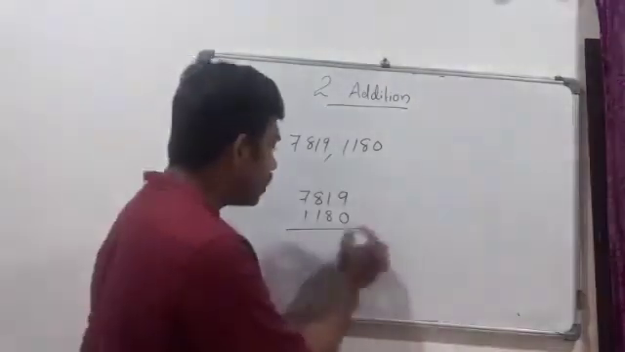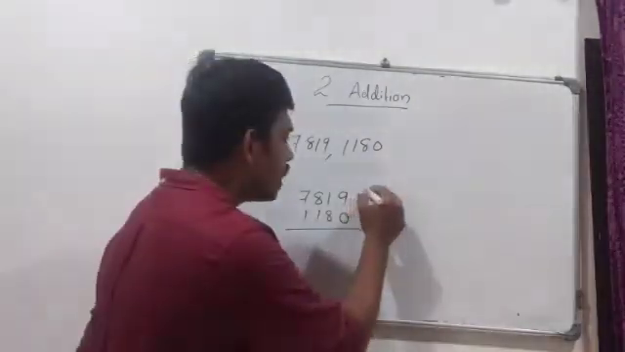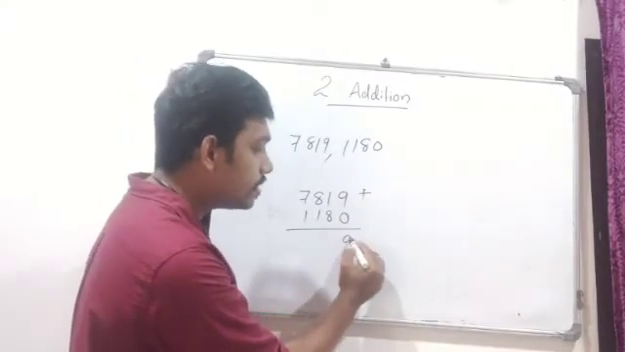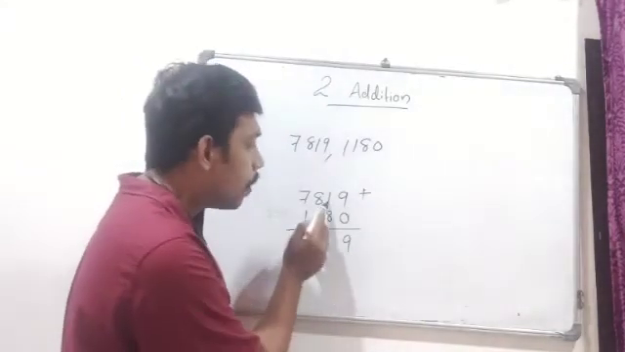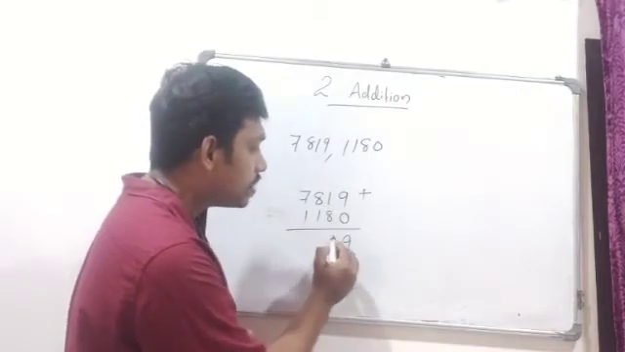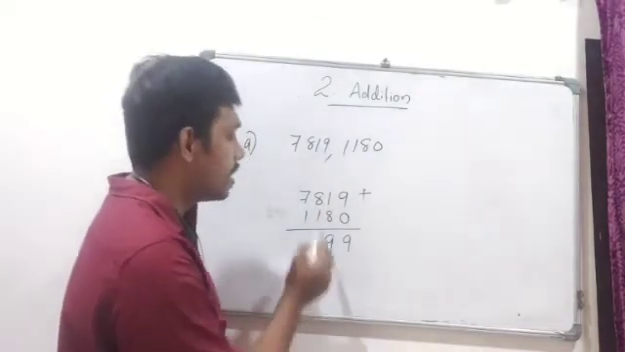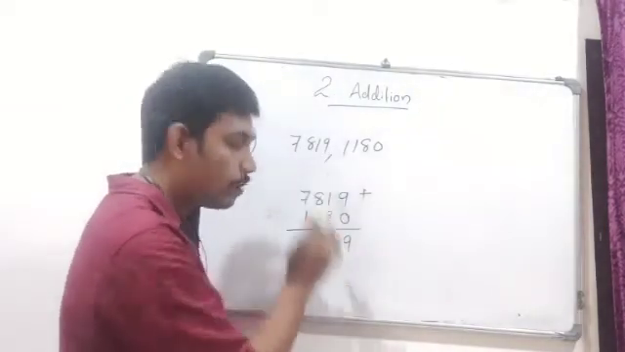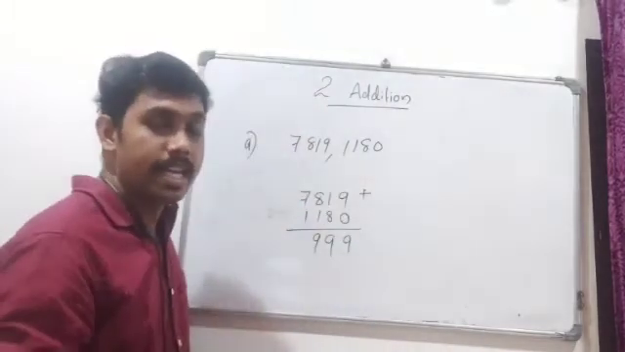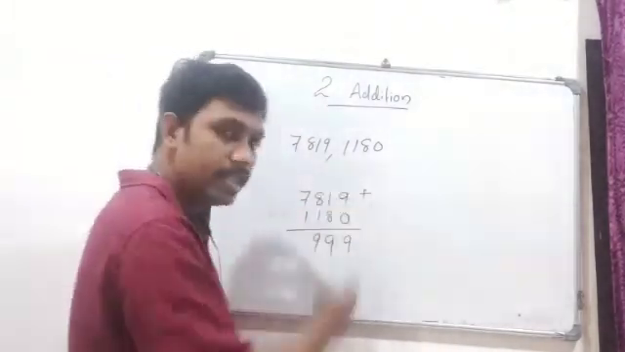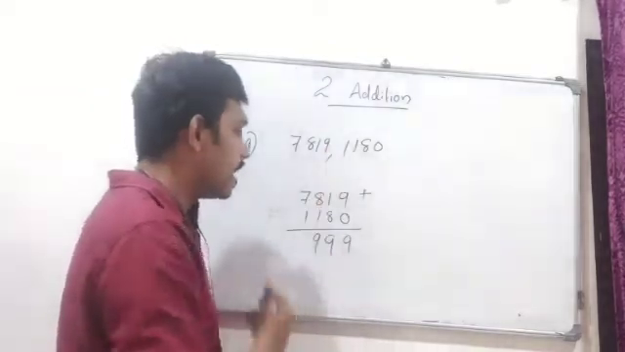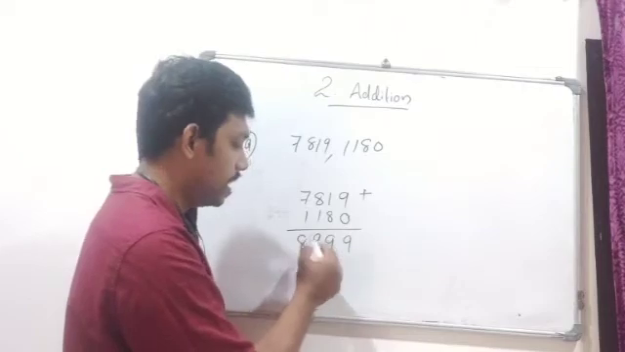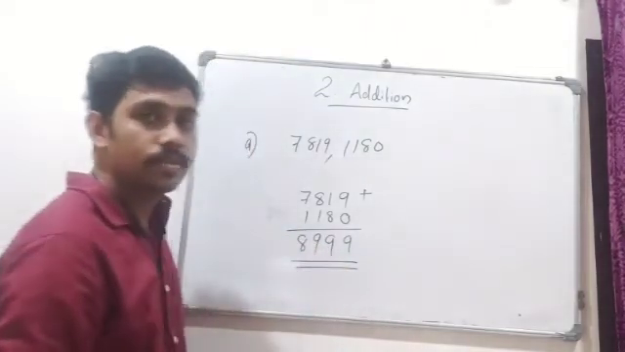Okay, and then we have to add the given numbers. 9 plus 0, answer is 9. And then 1 plus 8, answer is 9. And then again 8 plus 1, answer is 9. We have to add the digits of each place: ones digit, tens digit, hundreds, and then the thousands. 7 plus 1, answer is 8. So this is the answer for the first question.